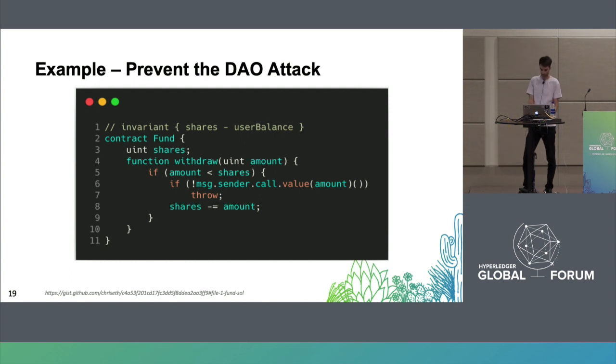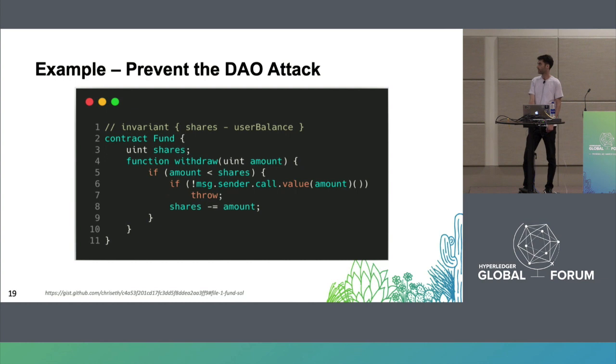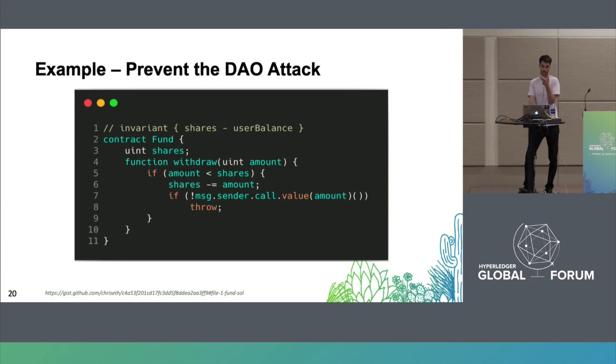So this invariant kind of saves you, and what it will tell you is if you just put the shares update, so here down on line 8 we have shares minus equals amount, if we put that before the call, so that the shares data gets updated before the call, then if the re-entry happened, it would fail. Because the shares amount is updated before, the re-entry attack can't occur, because if the call came back in, it wouldn't work because the shares had already been updated.